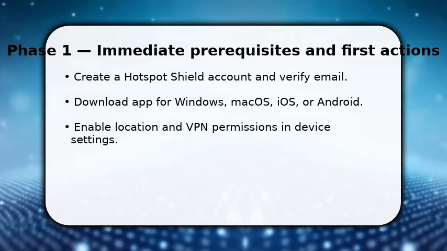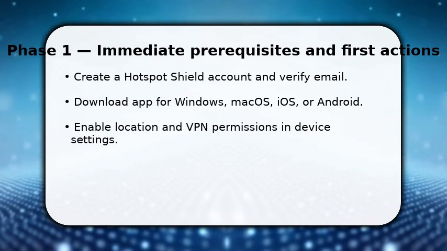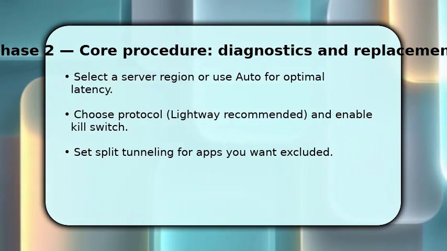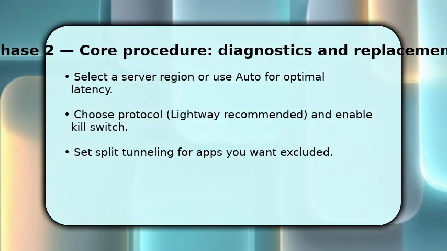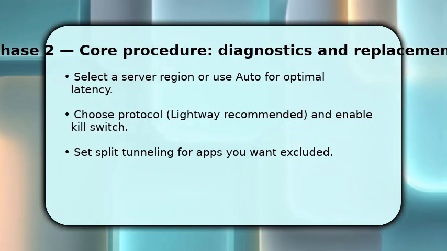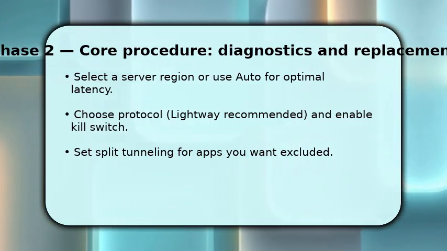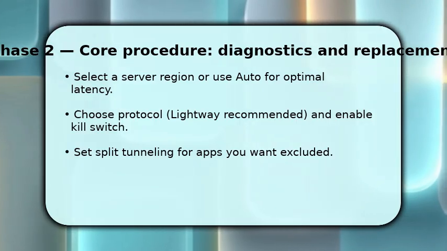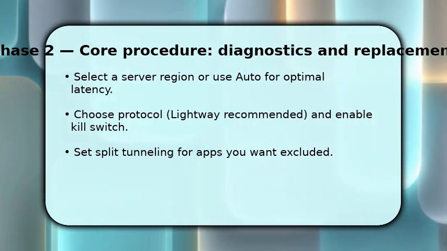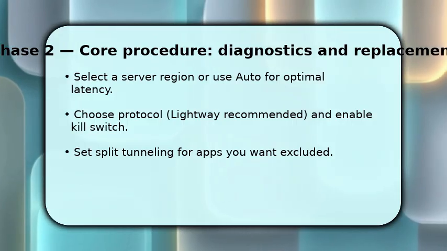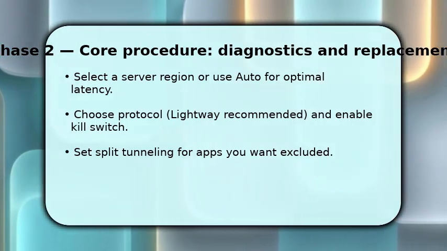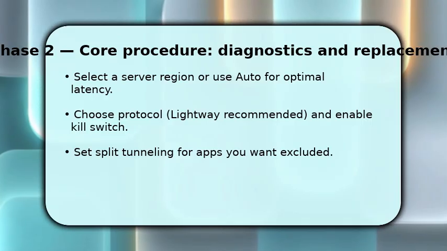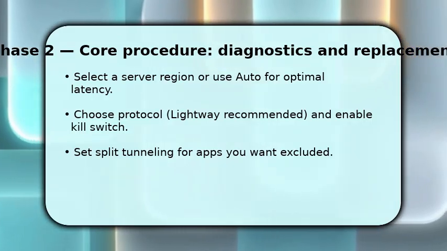You now connect and fine-tune settings so the VPN works reliably. Tap Connect or pick a region. Auto usually gives the best speed, while a specific country unlocks geo-restricted content. Then pick a protocol. Lightway offers a fast, stable balance, and enable the kill switch to prevent leaks if the VPN drops. If you need only certain apps tunneled, enable split tunneling and add exceptions.